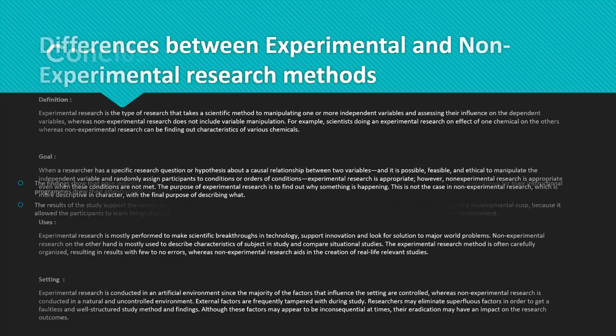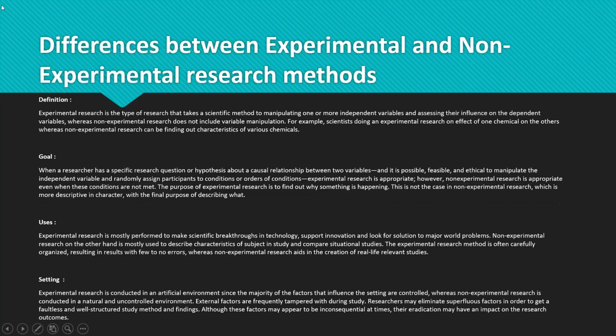And now we move on from what we learned from the two different studies to the differences between experimental and non-experimental research methods. It's in the definition. Experimental research is a type of research that takes the scientific method to manipulate one or more independent variables and assess their influence on the dependent variable, whereas non-experimental research does not include variable manipulation at all.